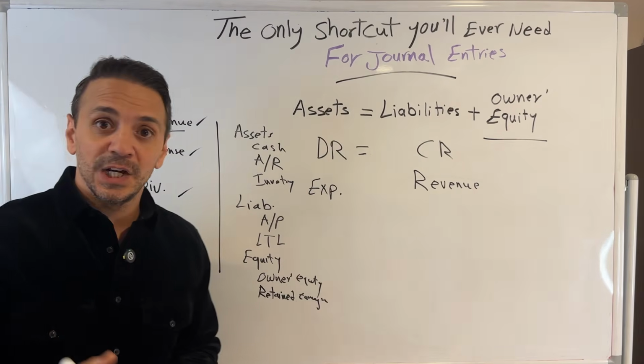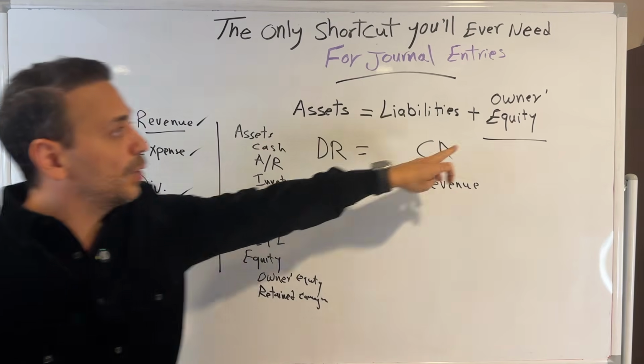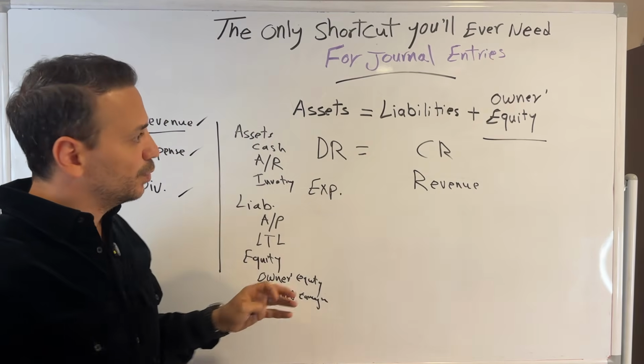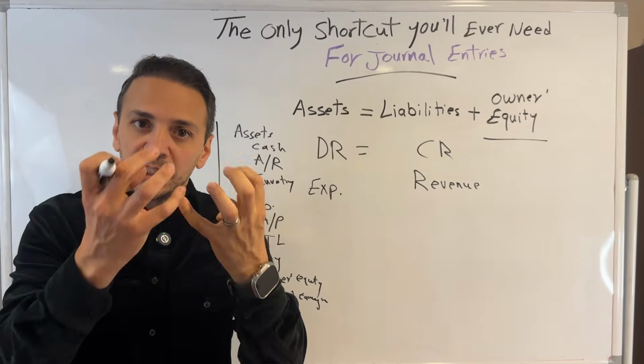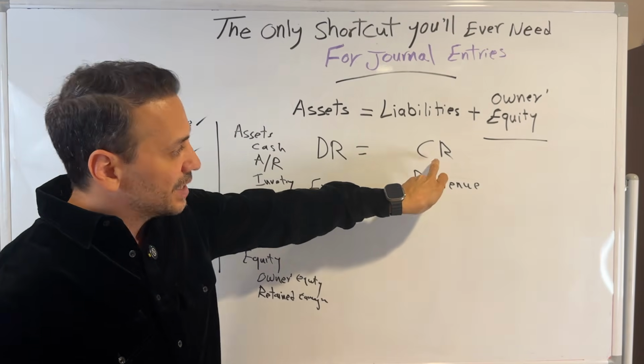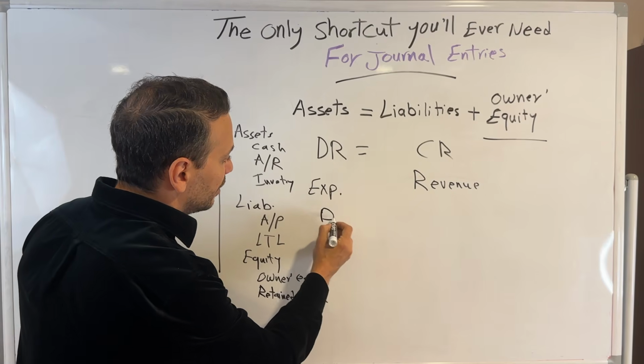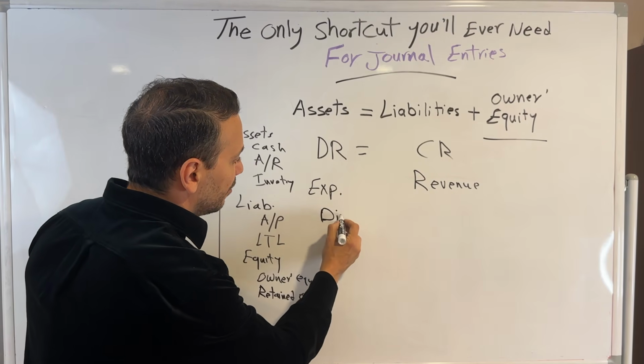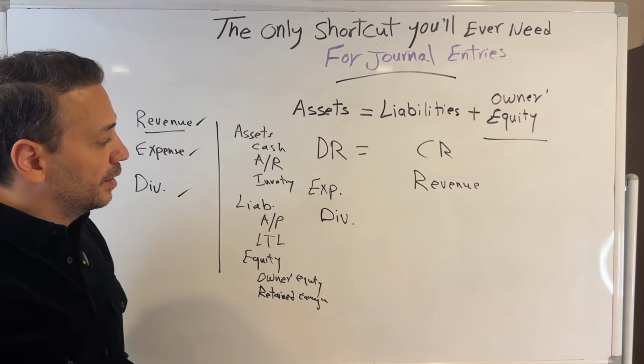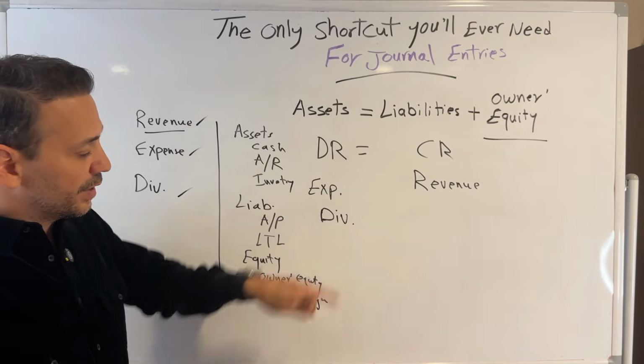Dividends. You can guess that one too. What does dividend do to owner's equity? Well, when you take dividends out of the business, it reduces owner's equity. So it has an opposite nature to its credit nature. That means dividends are going to be on the debit side, meaning they always have a debit nature. To increase dividends, you've got to debit them.